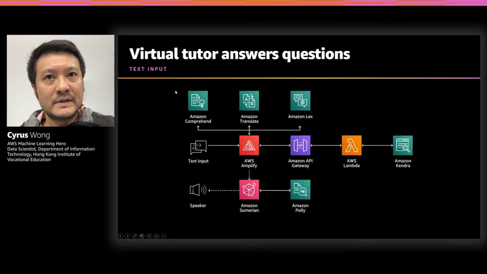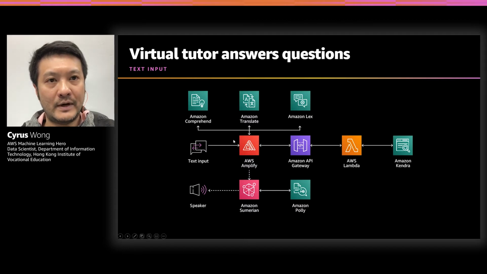The other mode is text mode. Text mode is very similar to the previous one, but because it is text input, our system doesn't need to call Amazon Transcribe. It directly sends the question to the API Gateway and on to the different services, and follows a very similar workflow.